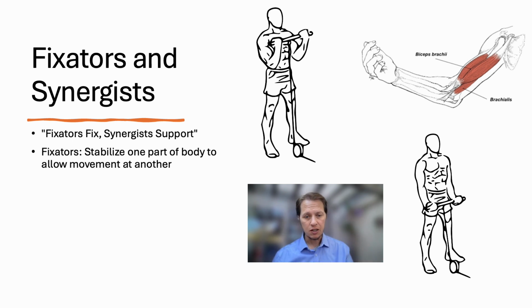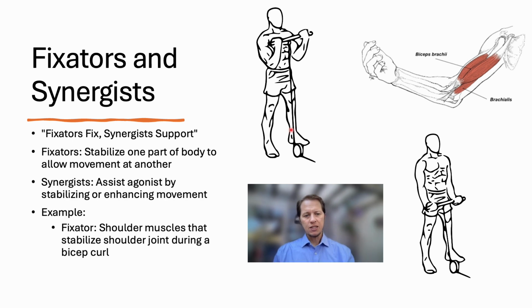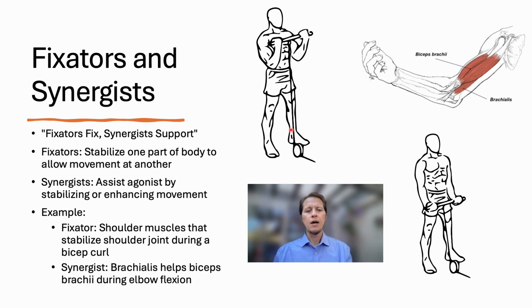The synergist, I'm going to grab my pointer here, in this case, is something that is going to assist the biceps so it doesn't have to do all the work for elbow flexion. And in this case, it's the lower muscle underneath, the brachialis, which also helps and synergizes the motion, so to speak. So in this situation, your bicep curl, your shoulder, pectorals, and latissimus are all fixators. They're not doing the motion, but they're fixating the arm. And then the synergist is the brachialis underneath it that helps you flex your arm.